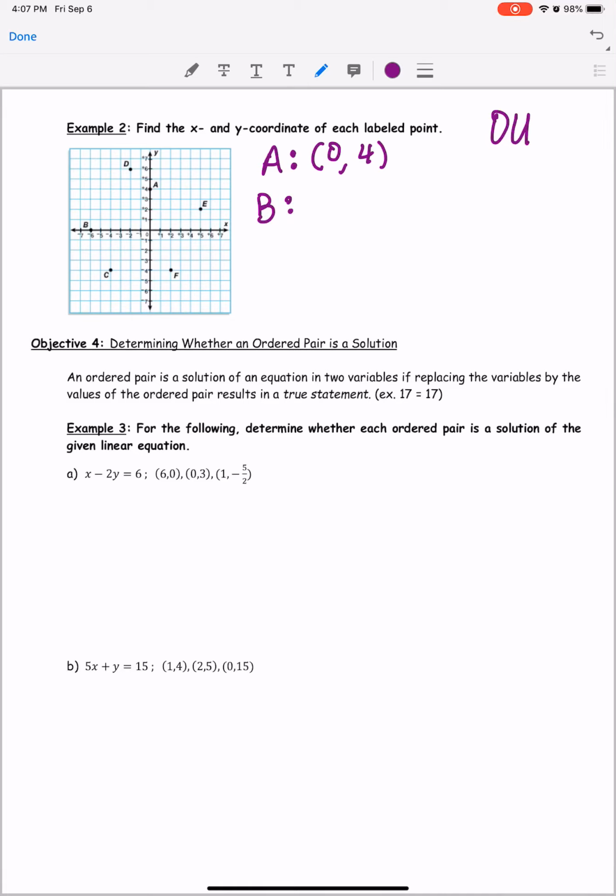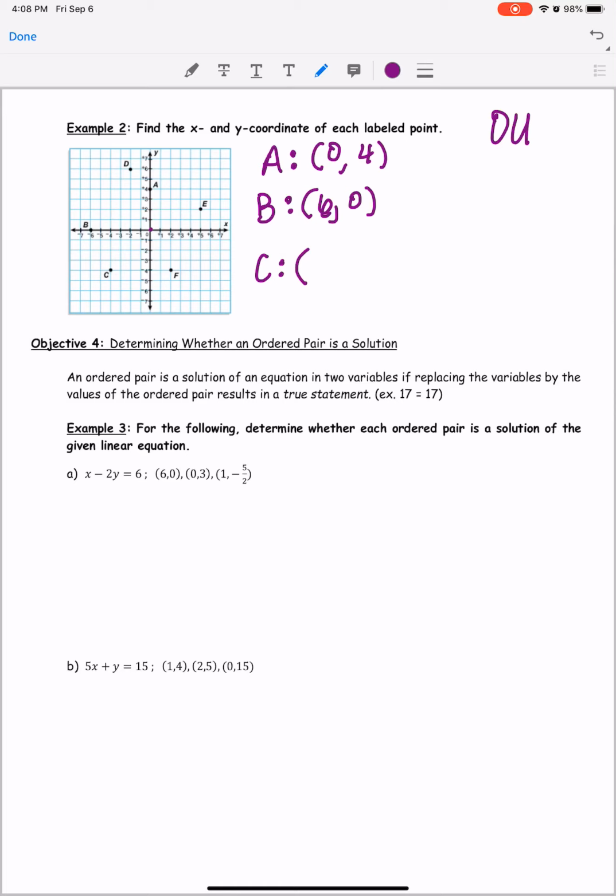B, how many are we going over side to side? So from the origin, we're going over 1, 2, 3, 4, 5, 6. And then how many are we going up or down? From here, we're going not up nor down, so 0.